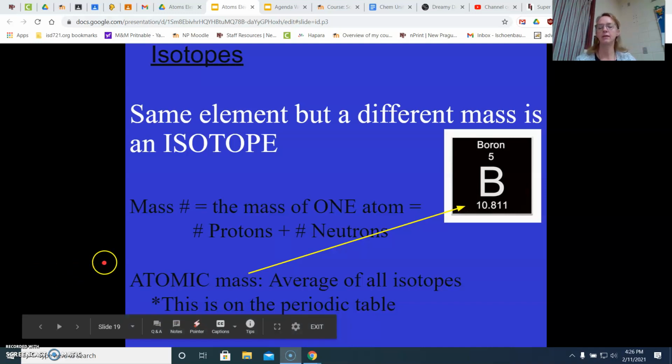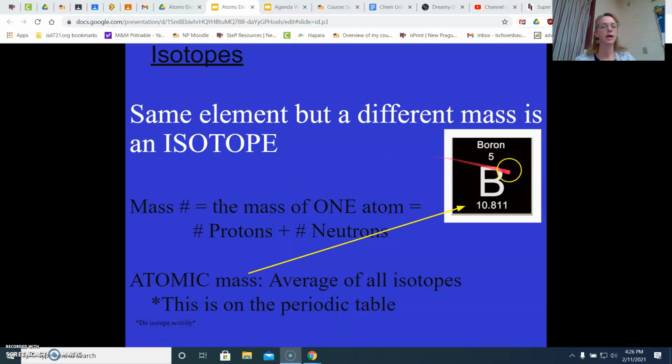All right, here's the second half of your atoms notes, just to refresh what we talked about yesterday. So you have a block on the periodic table. The atomic number is the number of protons in that atom. Remember, in a neutral atom, protons equals electrons, so boron also has 5 electrons. And this number down here is an average of all the versions of boron that are out there.